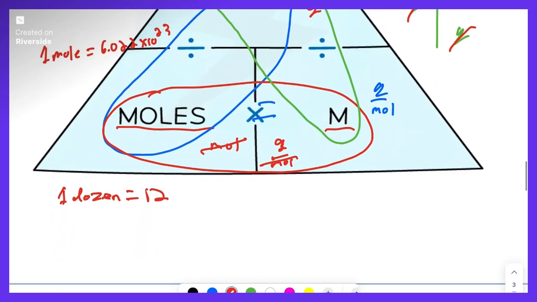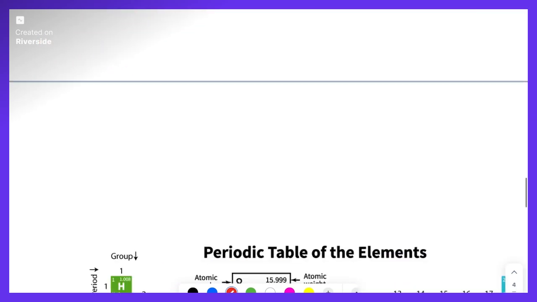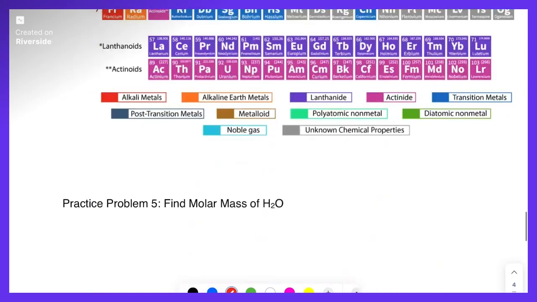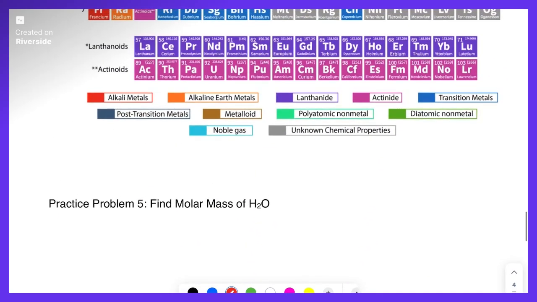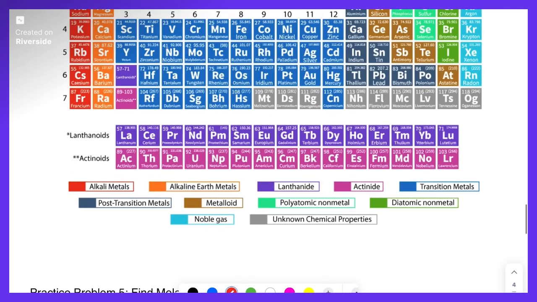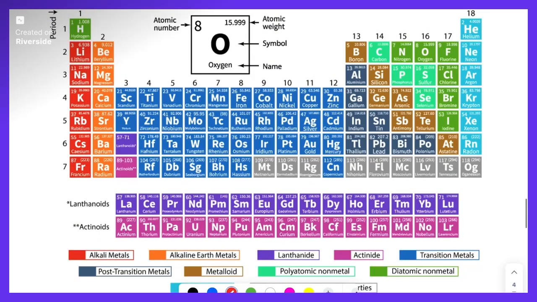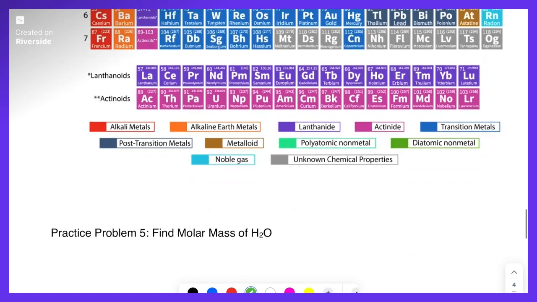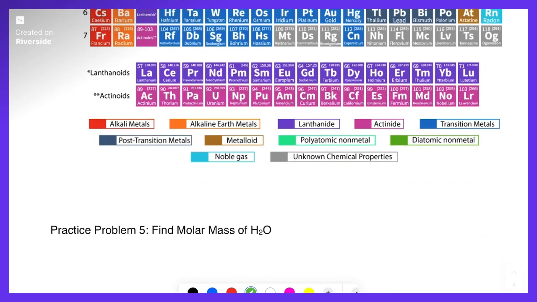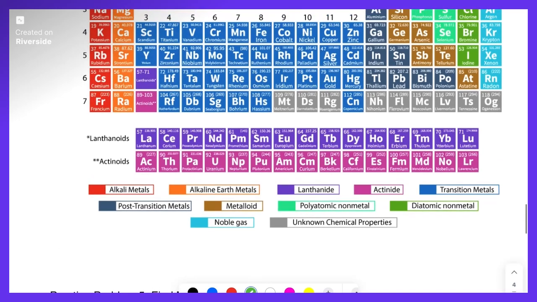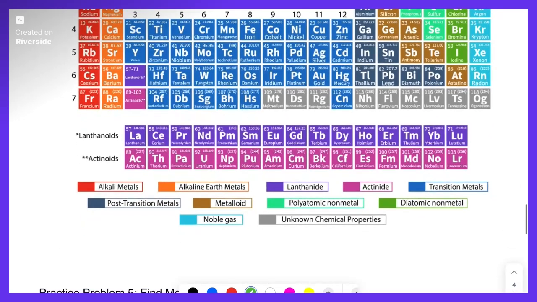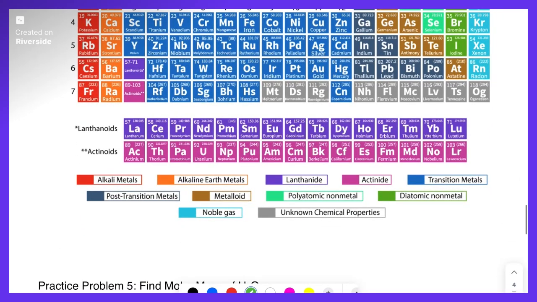Now that we know what a mole is, we can go in and do some practice problems. Let's look at this practice problem. It says find the molar mass of H2O. For this one, we need to look at the periodic table. When we look at the periodic table, we look at the elements, right? So what element do we want? We want H2O. Well, that's not just one element. That's multiple elements. There are 2 hydrogens and 1 oxygen.